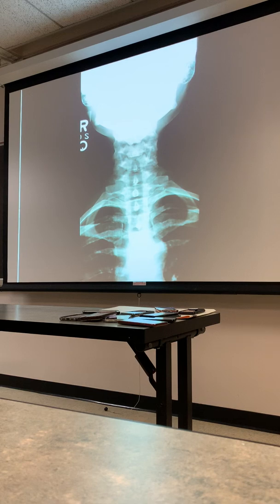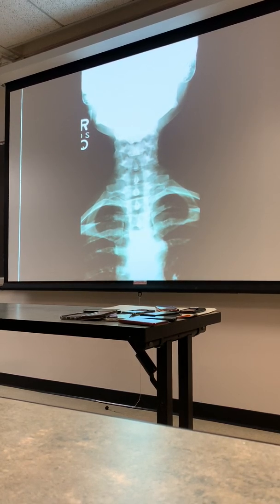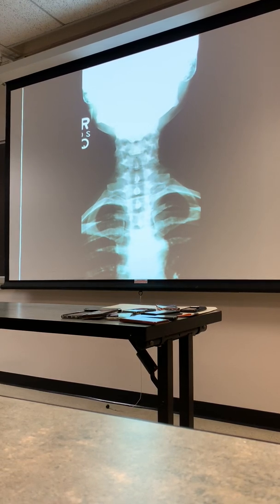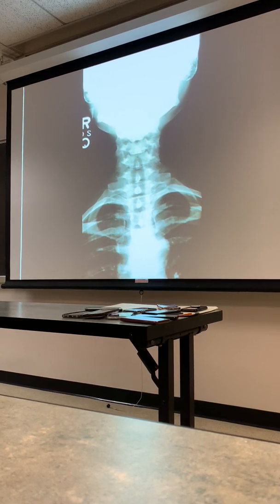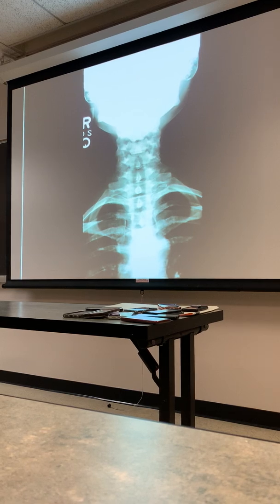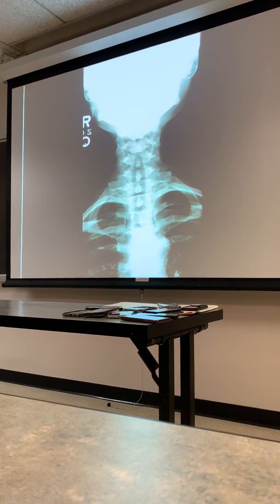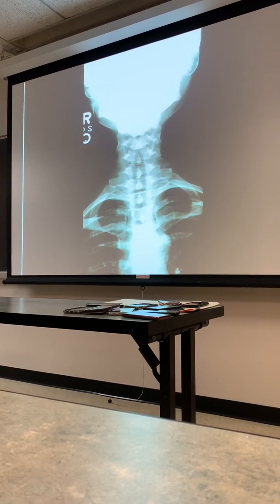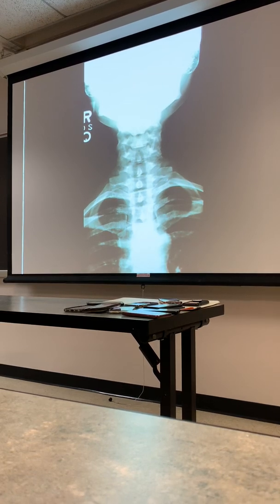Okay, quality check, C7 through C3 should be visualized. How come it doesn't say 1 and 2? Because the mandible is going to be in the way, as you can see there. Okay, also some places would like to see T1 and T2. They like to count down. Okay, intervertebral disc spaces should be open because we angled cephalad. It doesn't say it on here. Oh, it does say it.